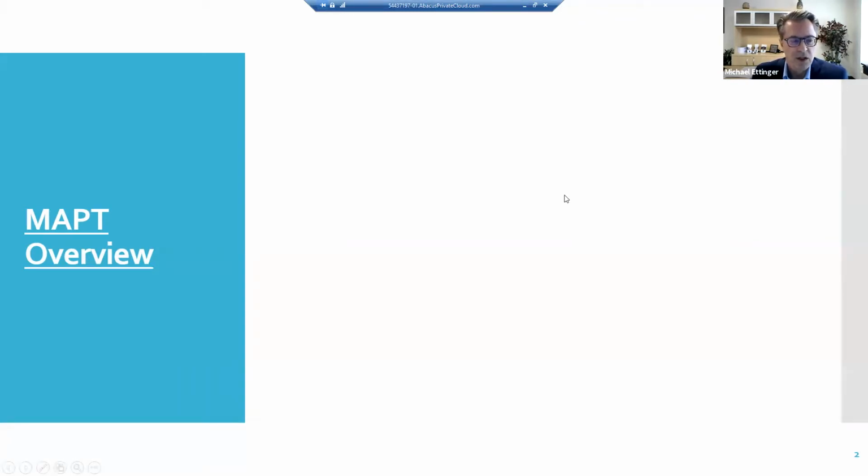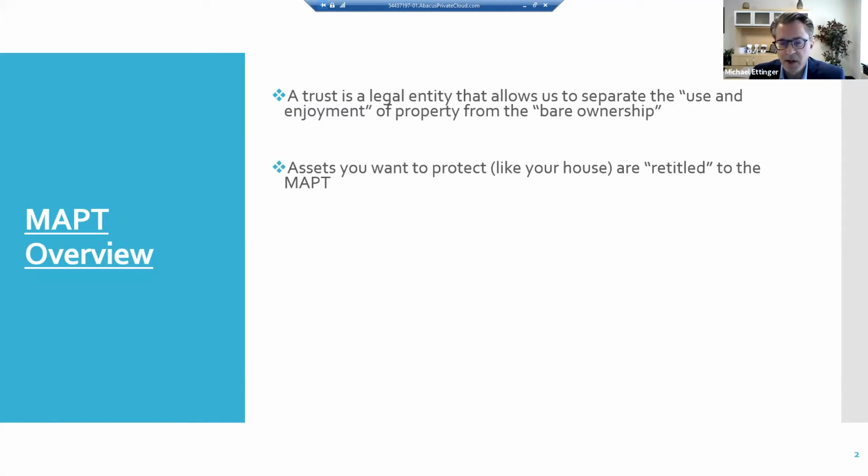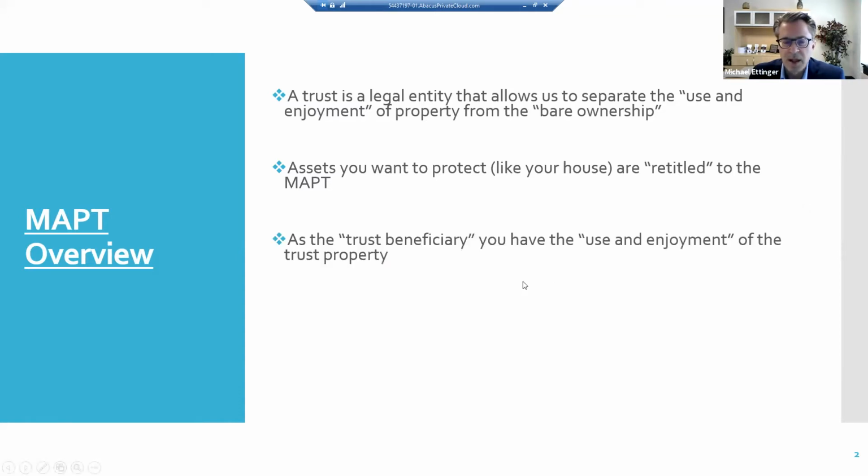So we're going to take an overview of the Medicaid Asset Protection Trust by explaining what trusts are. A trust is a legal entity that allows you to separate the use and enjoyment of property from the bare ownership. So assets you want to protect, like your house, are retitled to the trust, but as the trust beneficiary, you have the use and enjoyment of the trust property. So you have exclusive use and enjoyment. Remember, we could separate that from the bare ownership.